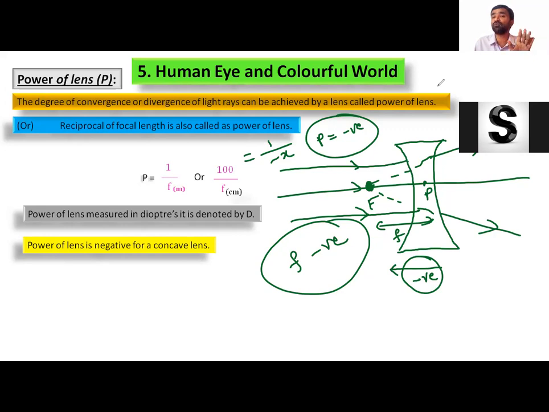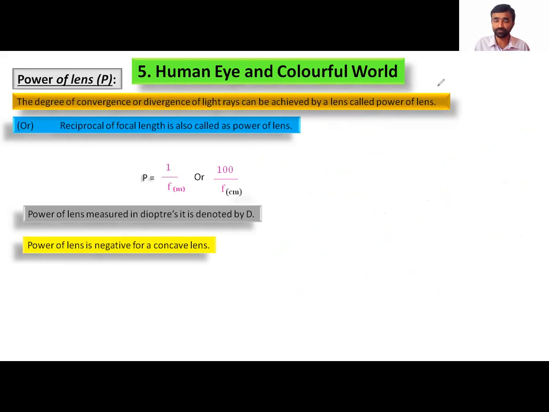Then tell me, what is the power of a convex lens according to sign? Anybody? Unmute and give me your response. Anyone? Sir, positive. Positive. Why positive? Sir, all the rays will meet at a point in a convex lens. Right. So what sign convention can you apply?